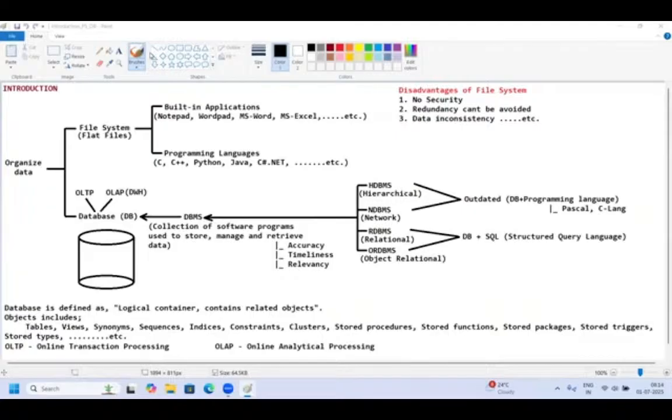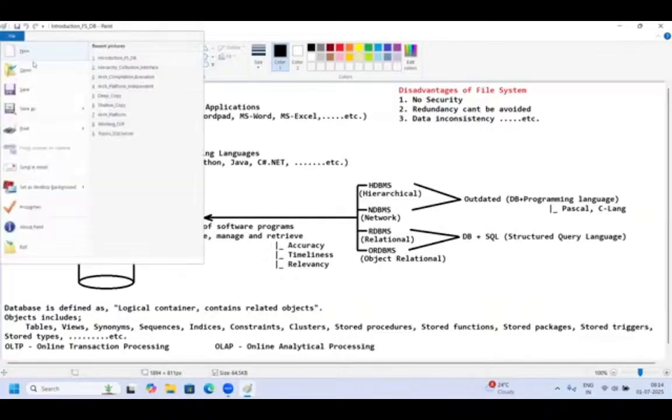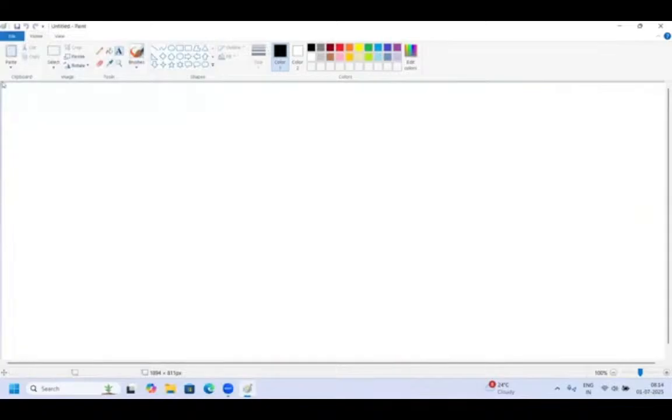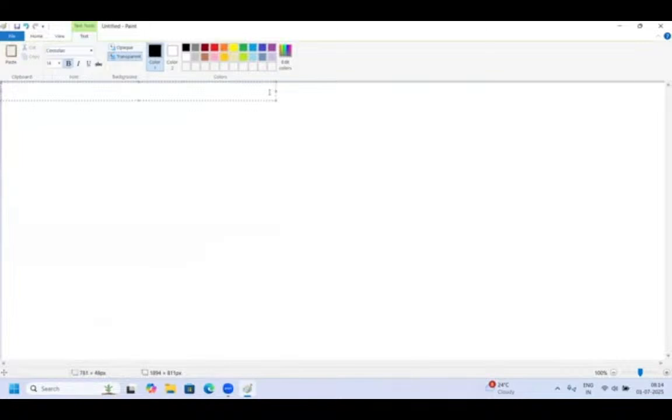Okay, so let's first discuss the introduction to RDBMS. Yesterday's session was only a few basic things to explain a comparison between file system and database. Introduction to RDBMS, Relational Database Management Systems.